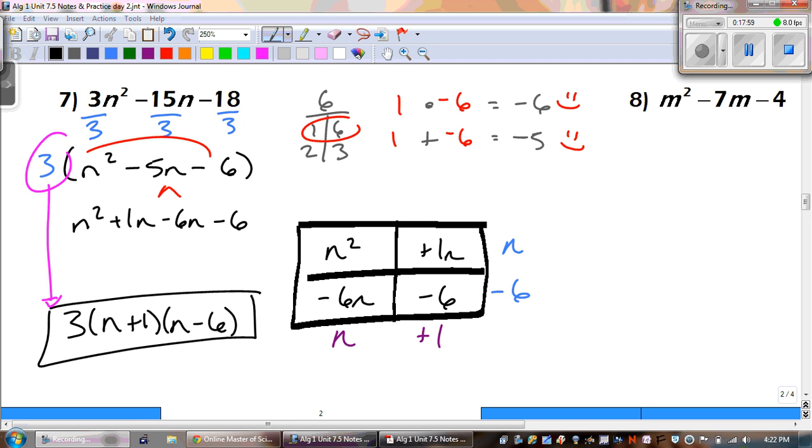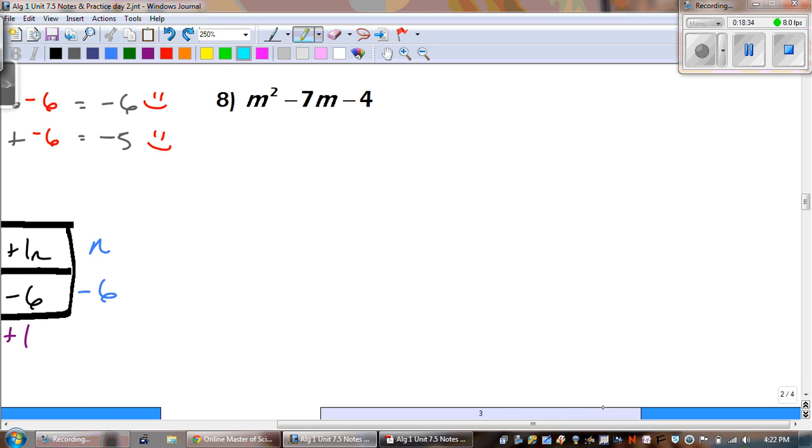Okay, and there you go. First GCF was a 3. You're left with n squared minus 5n minus 6. By splitting the middle term, we get 1 and negative 6. And then using the box method, I got 3 times n plus 1 times n minus 6. And remember, you can have those two binomials switched. You can flip those around to the other way. It doesn't have to be in that order. Okay? All right. 8.